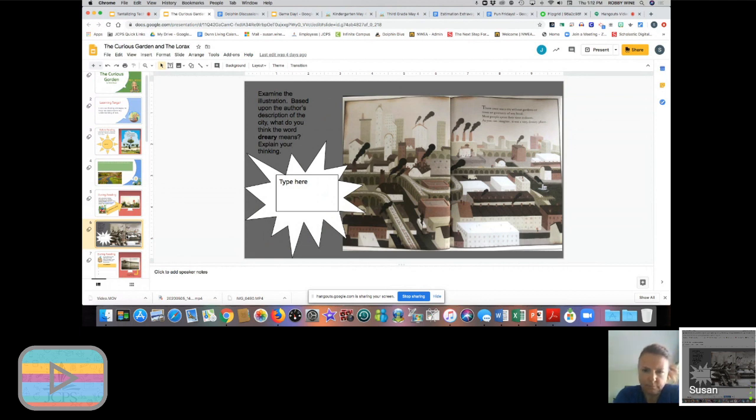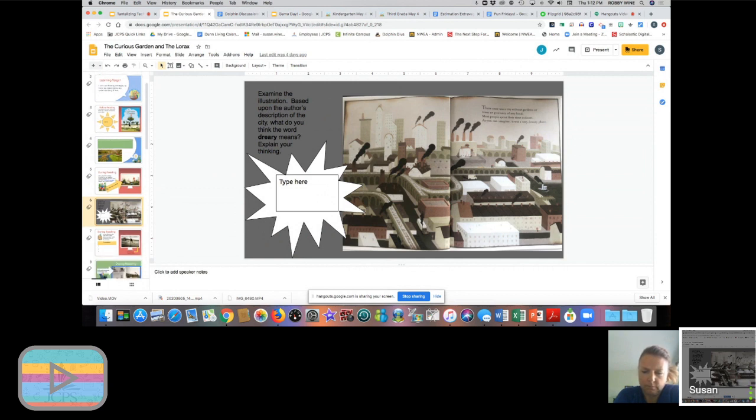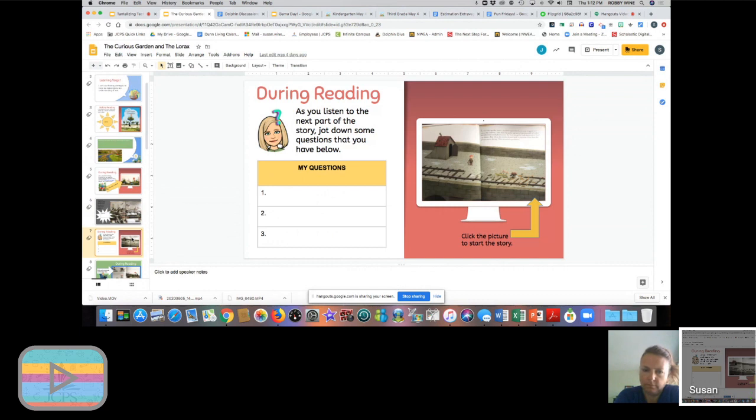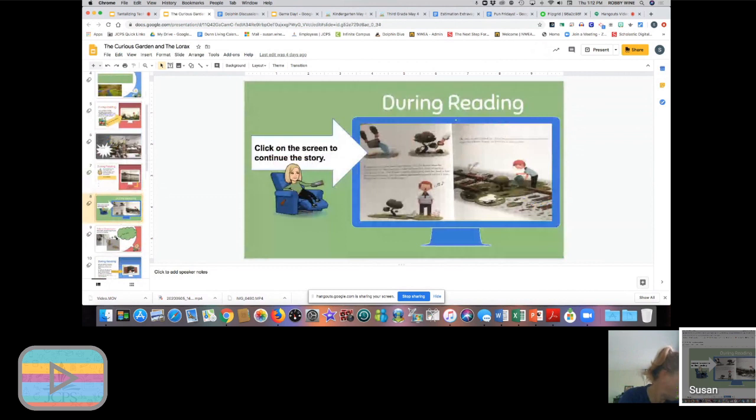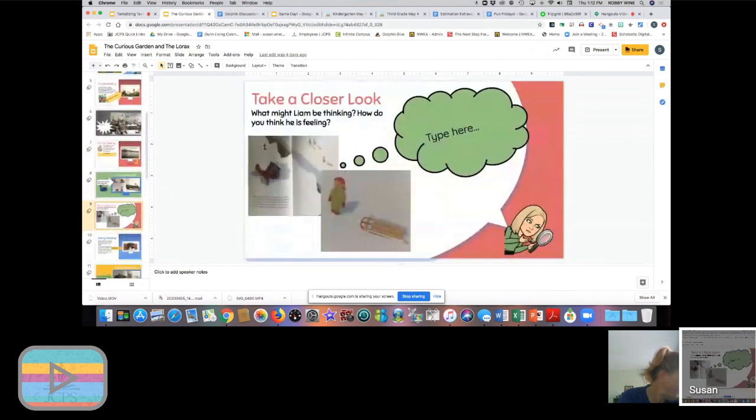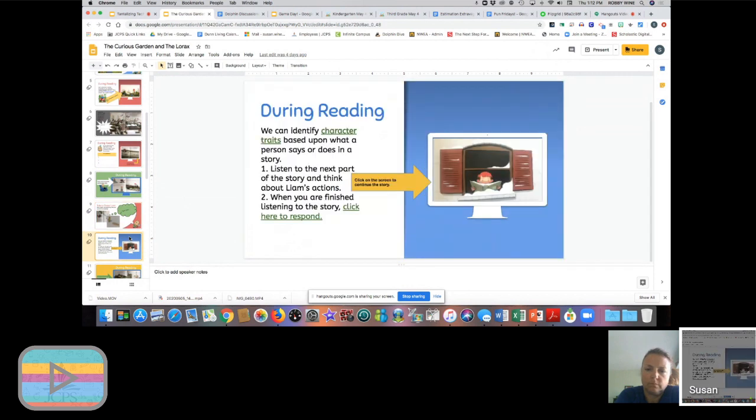And so then their kiddos were able to respond to the different prompts, and the teachers were able to see their thinking. So here they had to write down their questions as they were listening. The next part, questions that they have, let's see, start. What might Liam be thinking? How do you think he's feeling? So they had to sort of examine that picture and really think about the picture clues.